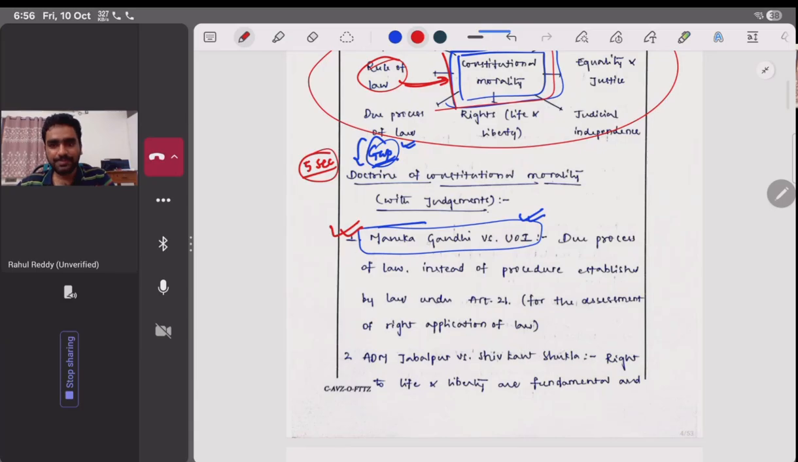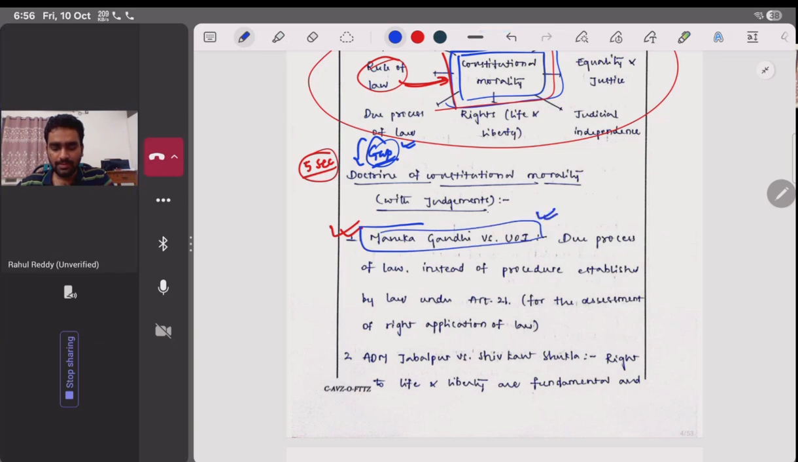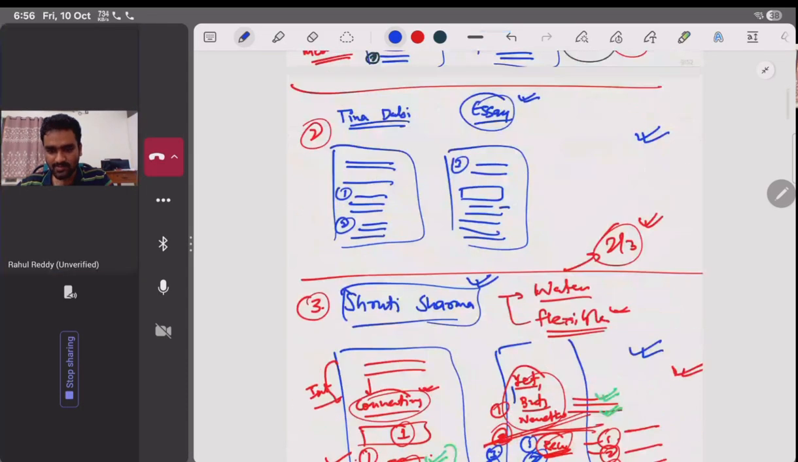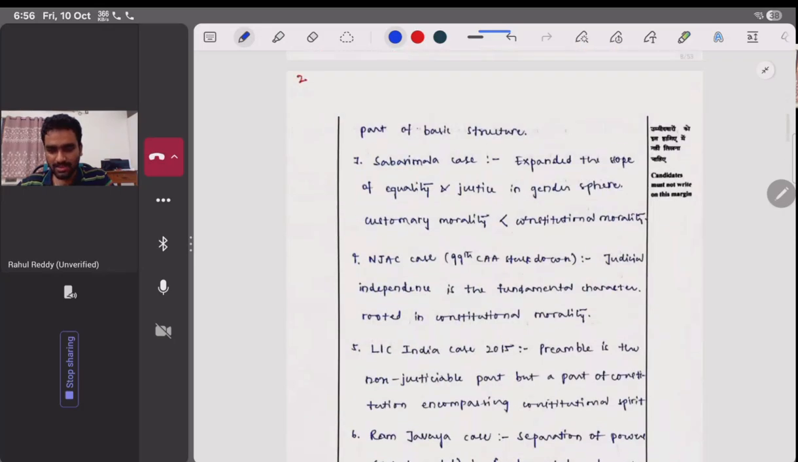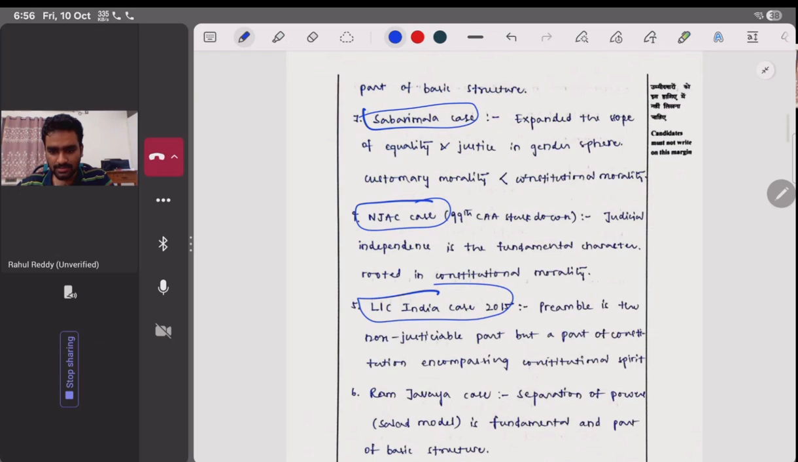Maneka Gandhi, one of the most critical case laws of Indian history. But still you haven't underlined it, or made it look prominent without having to search for it. Make it somewhat more aesthetic. You have to make it more visible. ADM Jabalpur is also a very good case, then the Sabarimala case, NJAC case, LIC case. At least you have to underline them.